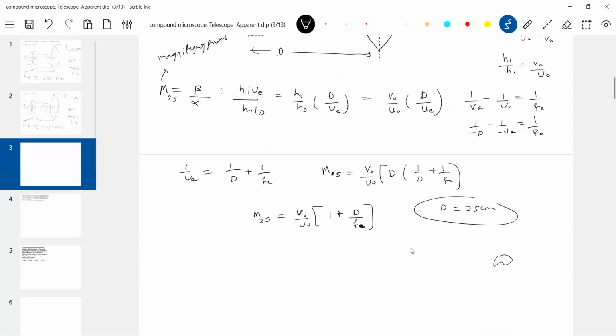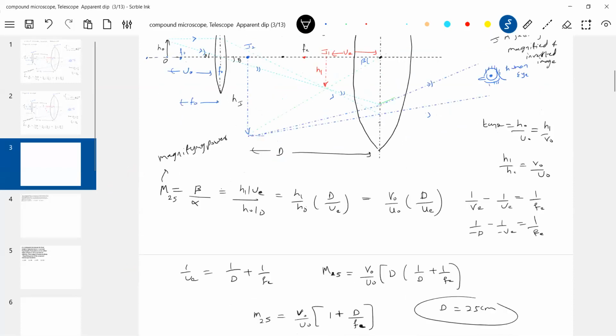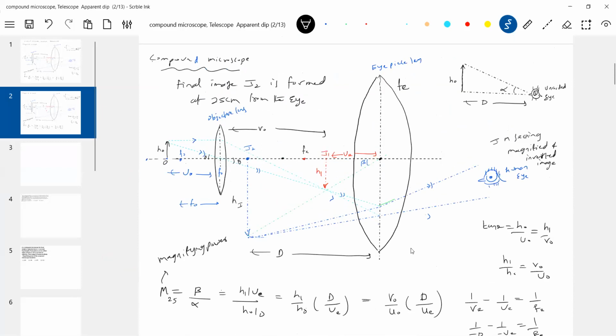So there's a formula. What is the length of the tube? Shall we take this as the length of the tube? What do you mean by length of the tube? The distance between the objective and eyepiece is called the length of the tube. Let me write L25. What should L25 be equal to? I think it should be V naught plus UE, no? Are you able to see this distance? You have to measure from here to here. So the distance will be V naught plus UE.